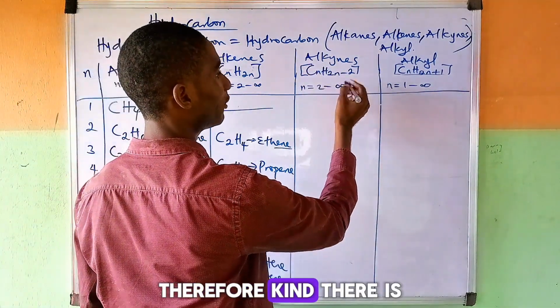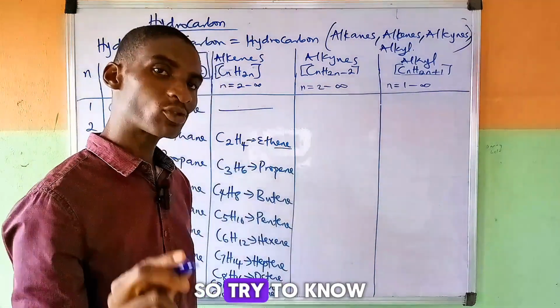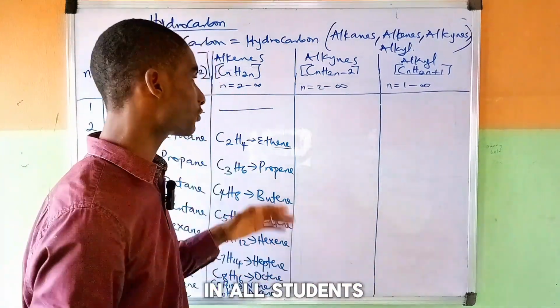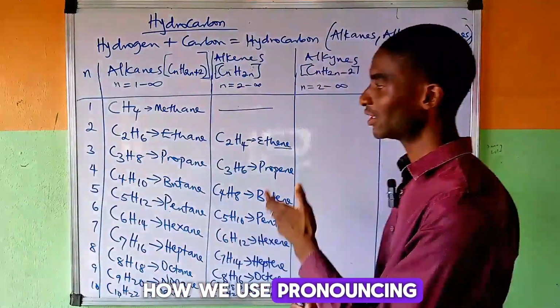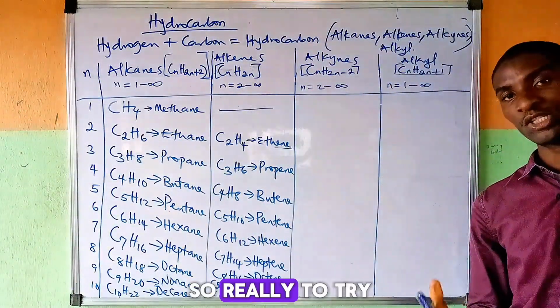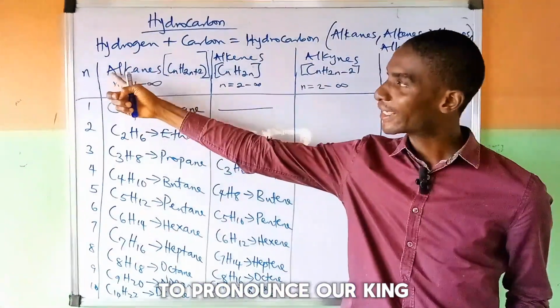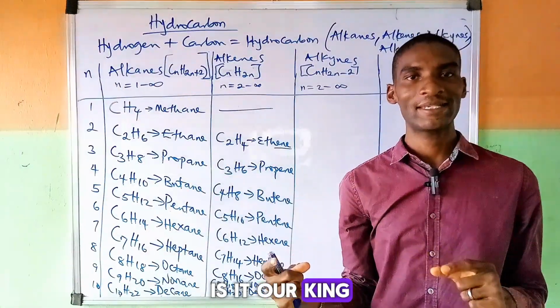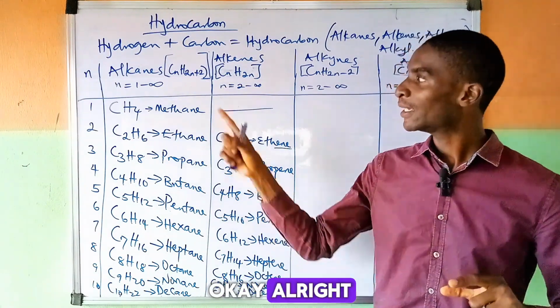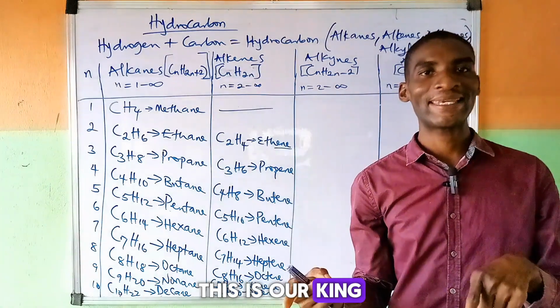Then for the alkyne group, there is no first member. So try to know how to pronounce it. A lot of students have issues pronouncing all of these, so I'm going to teach you how to pronounce it. Alkane. Can you say alkane? So K, alright? This is alkane.